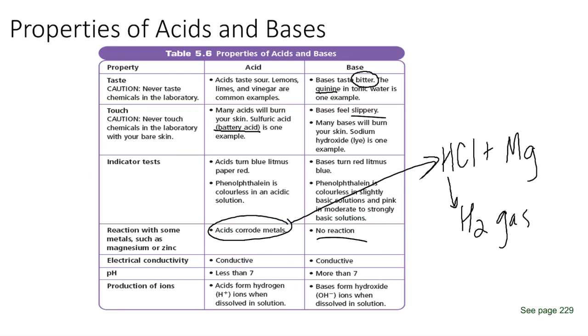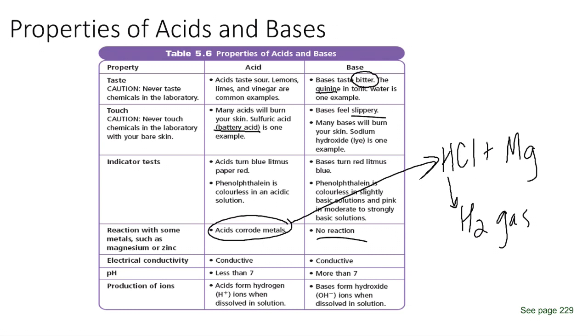Acids typically burn your skin. Bases can burn your skin, but generally feel more slippery. This is where soap gets its slippery feel. Now, it says bases are slippery, but that doesn't mean that in a lab you should go feeling the base. That will cause burns, so do not do this. It's just saying that a low-level base like soap has that slippery feel.